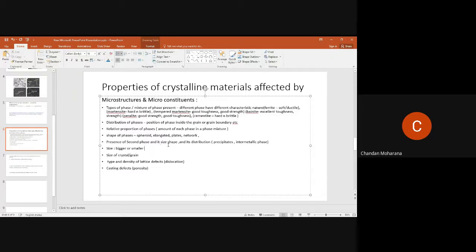Their shape is also important. Size is important. If it is a bigger size precipitate or a smaller size precipitate, basically we want smaller size precipitate and more uniform distribution of precipitate. The precipitate should be more uniformly distributed. That is good actually. But if it is not uniformly distributed, that is a problem again.